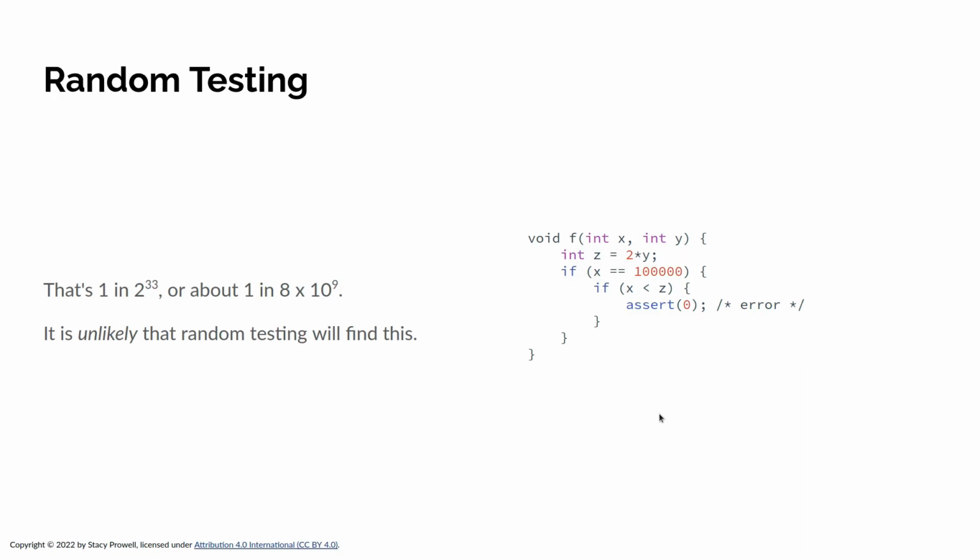We have to get lucky, right? We have to choose this. We have to pick that. And we might pick this, but then pick a Y that results in a Z that's the wrong size and it fails.